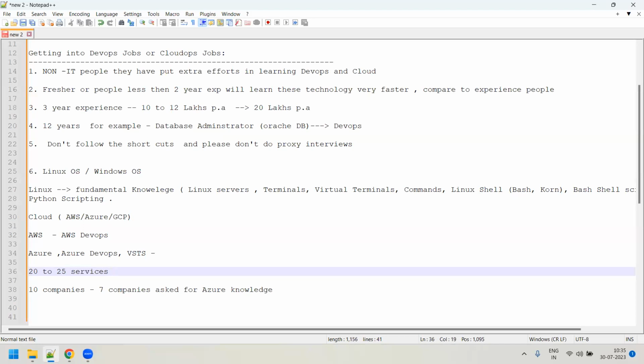All major services, the major 20 to 25 services you need to learn, and you should be very good in that, sir. Actually, very good in that. Play with only those 20 to 25 services, actually, let it be in AWS or Azure.